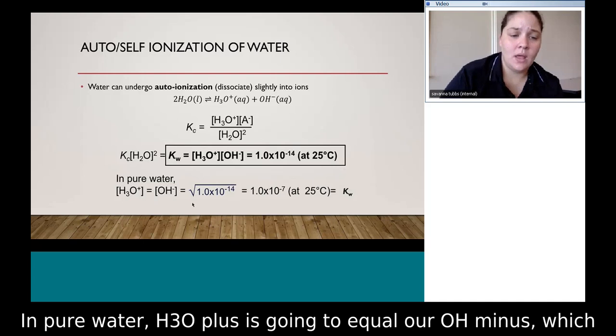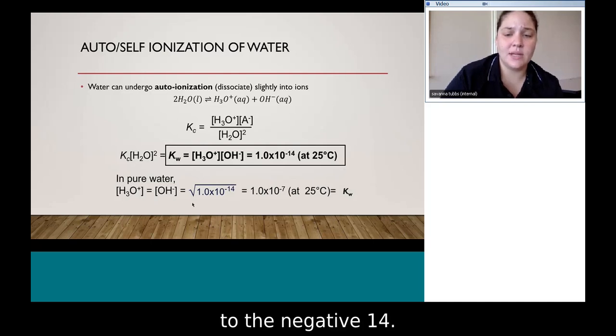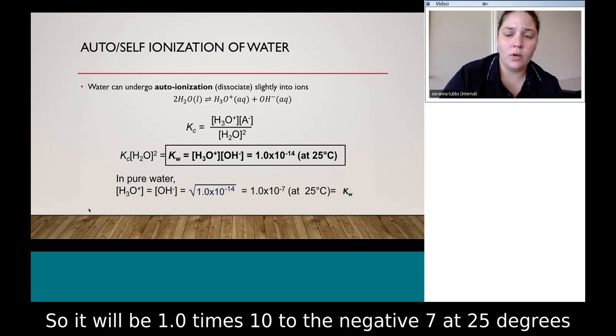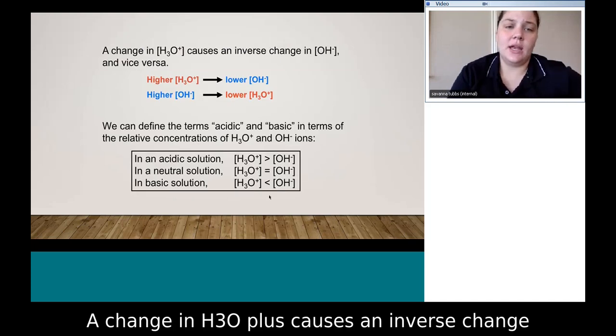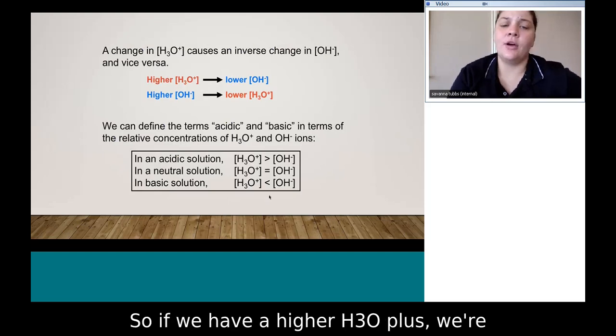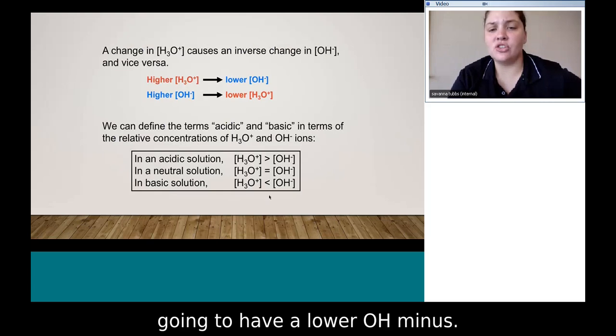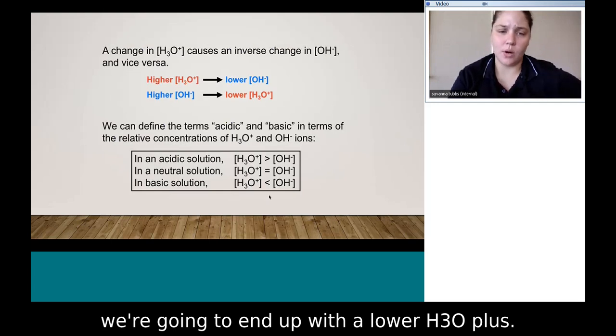In pure water, H3O plus is going to equal our OH minus, which is going to be the square root of 1 times 10 to the negative 14. So it will be 1.0 times 10 to the negative 7 at 25 degrees Celsius. A change in H3O plus causes an inverse change in our OH minus, and vice versa. So if we have a higher H3O plus, we're going to have a lower OH minus. Same thing, if we have a higher OH minus, we're going to end up with a lower H3O plus.